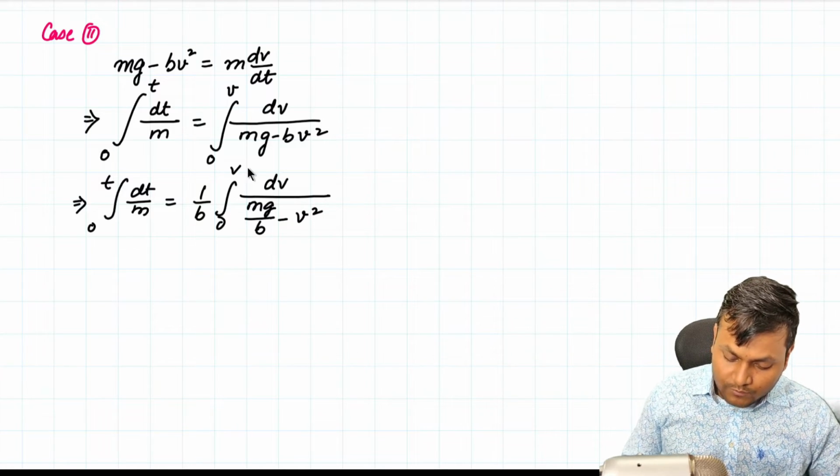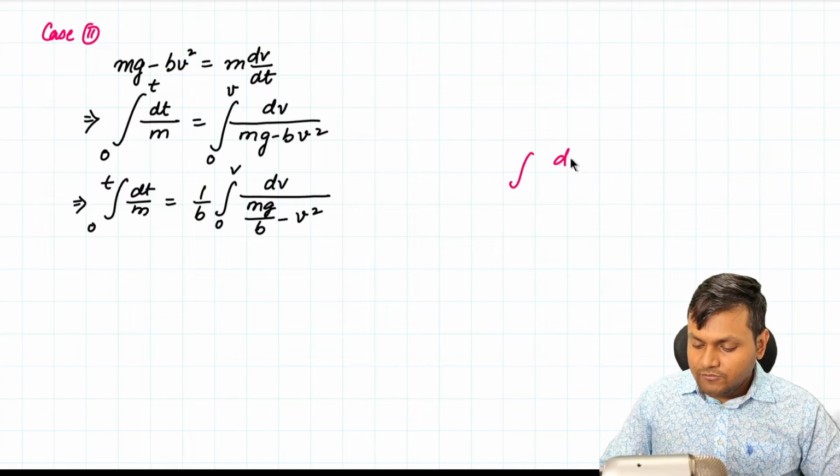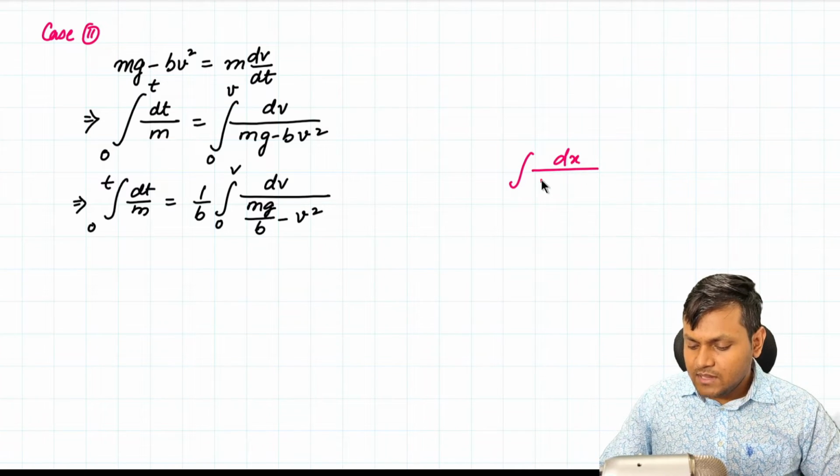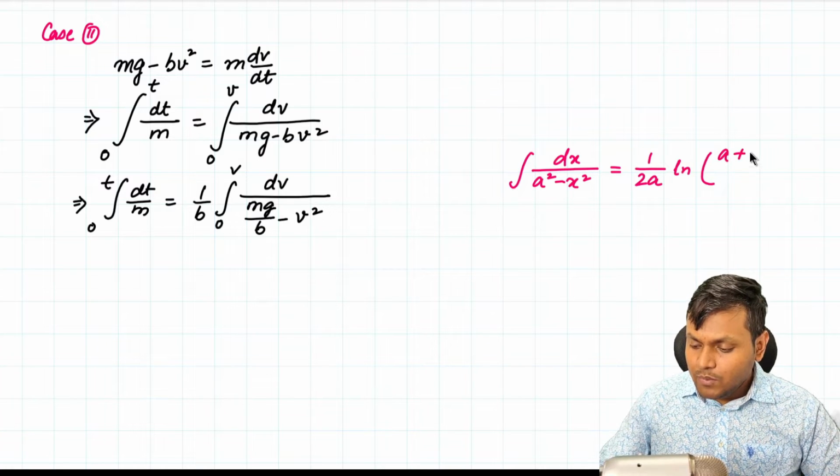From 0 to v. Now here again I can use a very standard integral expression, that if you have an integral of the form dx upon a square minus x square, where a is some kind of a constant, this is nothing but 1 upon 2a ln of a plus x upon a minus x.